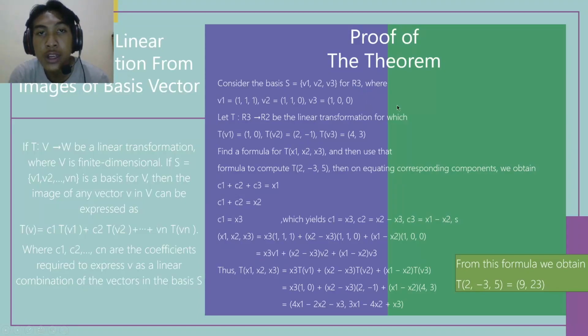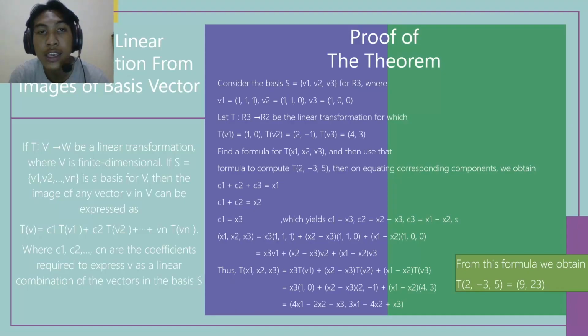So let's try to use it in an implementation. Consider the basis S equals V1, V2, V3 for R cubed, where V1 is equal to (1, 1, 1), V2 is equal to (1, 1, 0), and V3 is equal to (1, 0, 0).